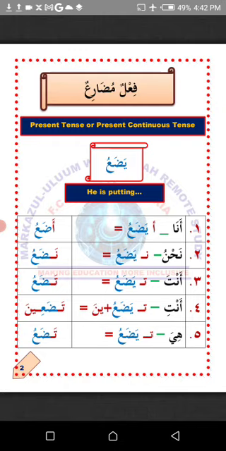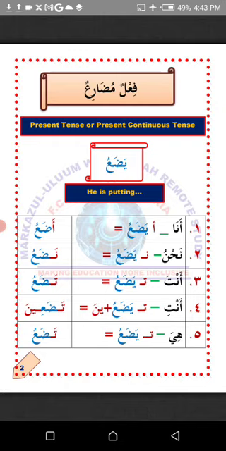Wahid, number one, ana, I. So how do we change the verb yadaw to suit ana? All you need to do is to detach ya'un and attach hamza. The verb yada'u will now become ada'u, which means I put or I am putting.